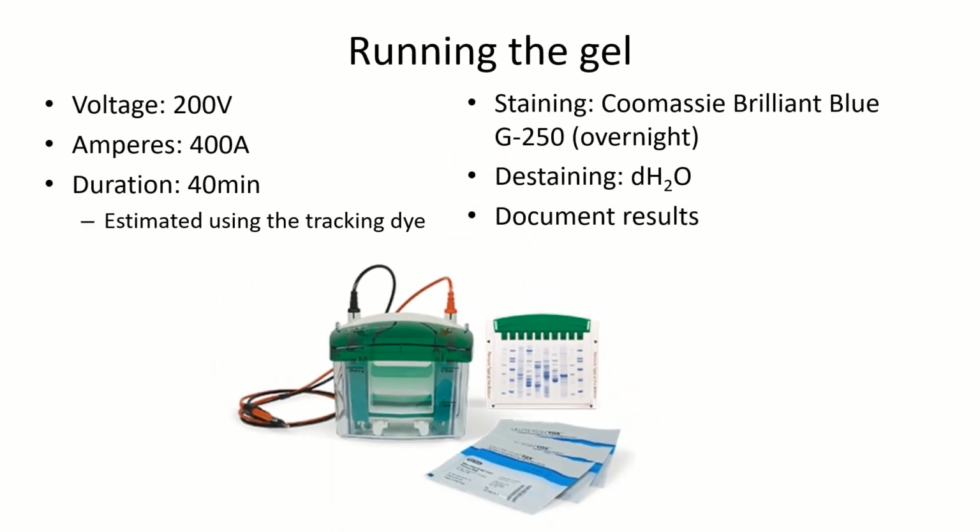So in order to run the electrophoresis, we need 200 volts for the voltage and 400 amperes for the current, and a duration of 40 minutes. We'll also be having a tracking dye so that we can see the banding colors, and then we will be staining the gel later on after electrophoresis with, again, the Coomassie Brilliant Blue, which sticks to the R groups of the proteins in the gel. And then after that, remove the stain, and then we can document our result.